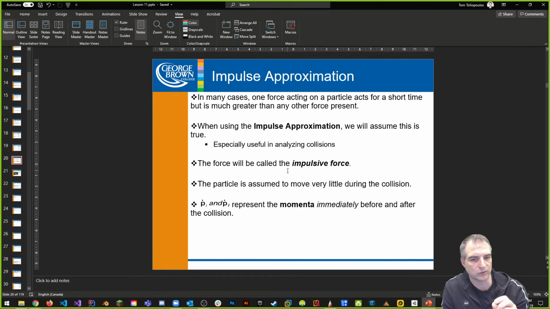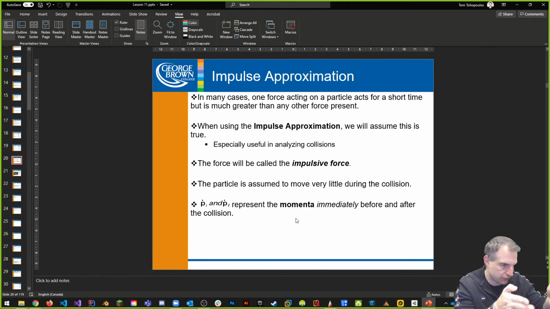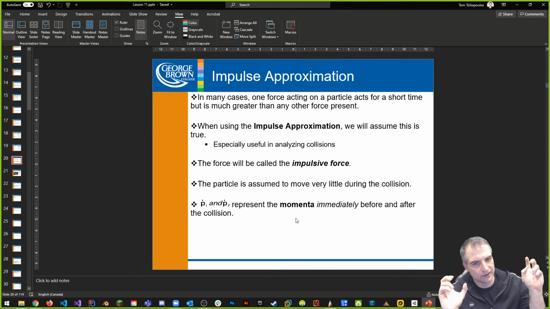The particle is assumed to move very little during the collision itself. We can say that the initial momentum and the final momentum represent the momenta immediately before and after the collision. So we're looking at just before and just after the collision to get this idea of an impulsive force, or the impulse approximation. Why do we need such things? Because we want to talk about collision response. What's the response to the collision?